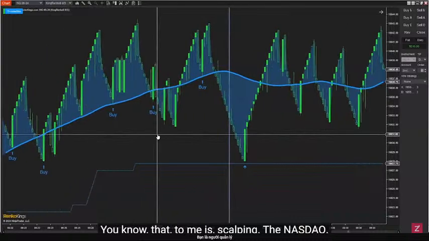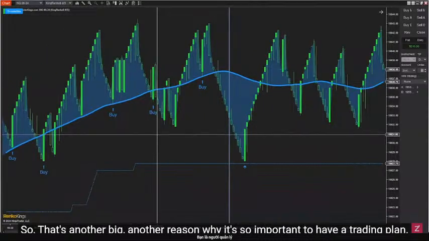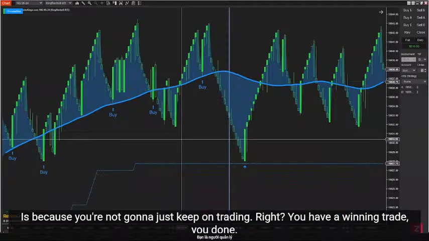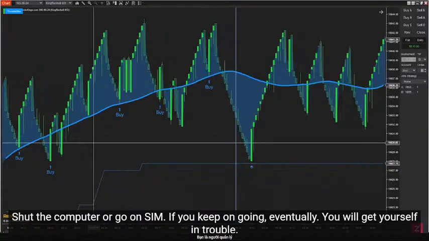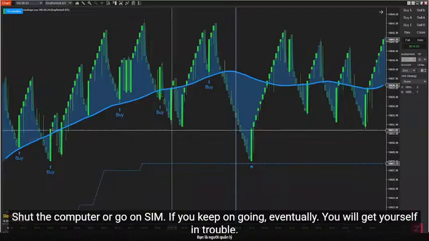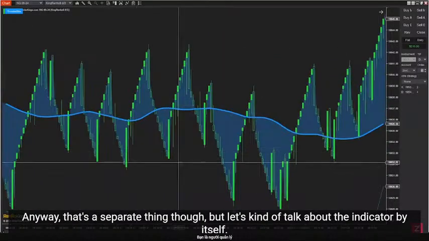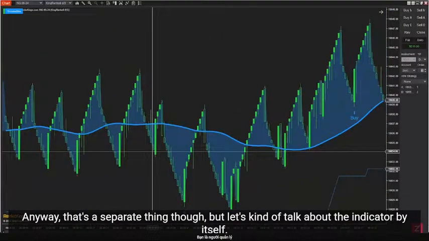And now another reason why it's so important to have a trading plan is because you're not going to just keep on trading, right? You have a winning trade, you're done. Shut the computer or go on sim. If you keep on going, eventually you will get yourself in trouble. Anyway, that's a separate thing though.